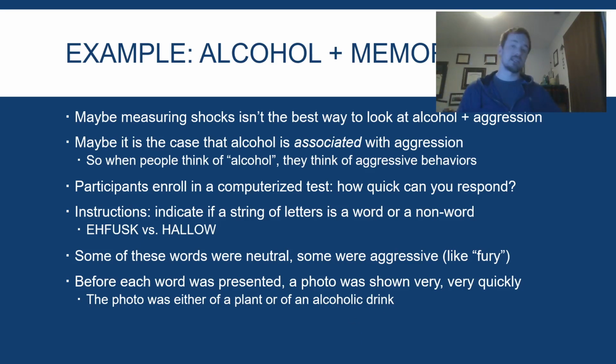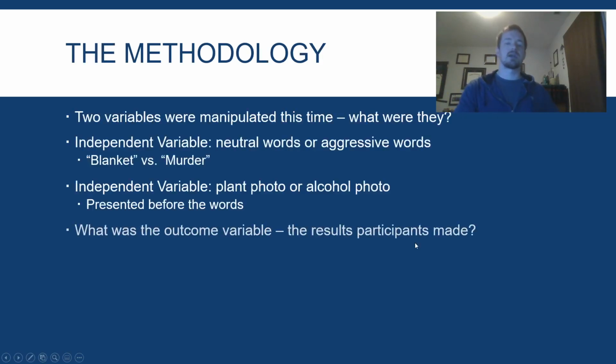That is an interaction. All right, so let's look at the different kinds of variables that we have here. I have already walked through this a little bit. The independent variables are going to be the neutral versus aggressive words, and also the photo that is shown at the very beginning of the experiment.